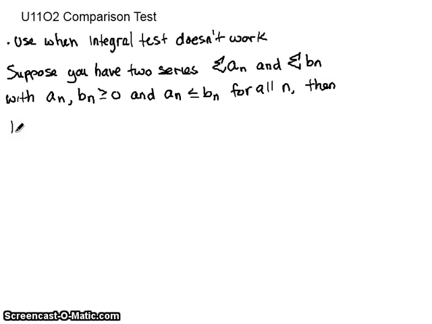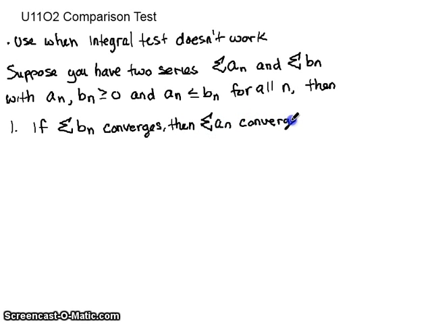then the following is true. 1, if the sum of b of n converges, then the sum of a of n is also going to converge. And the second thing that we can say is if the sum of a of n diverges, then the sum of b of n diverges.